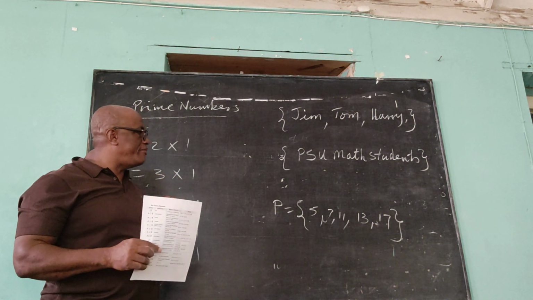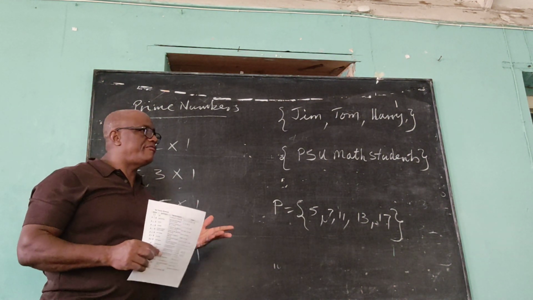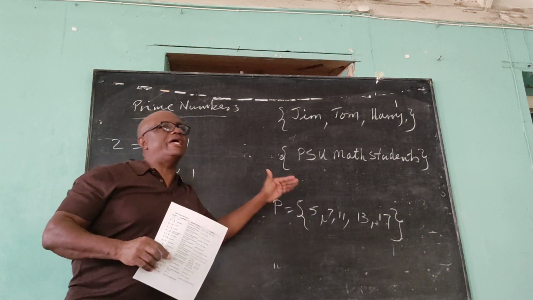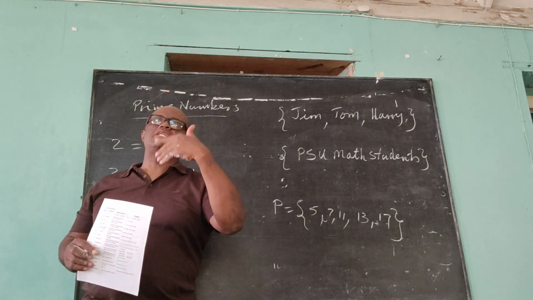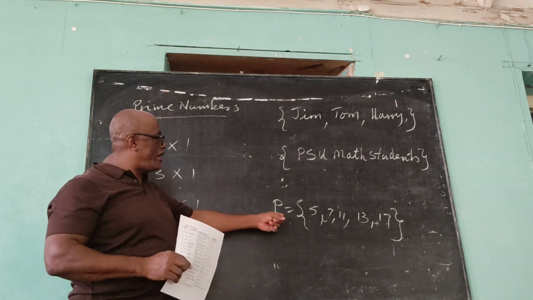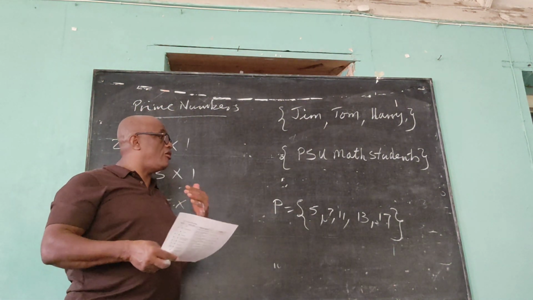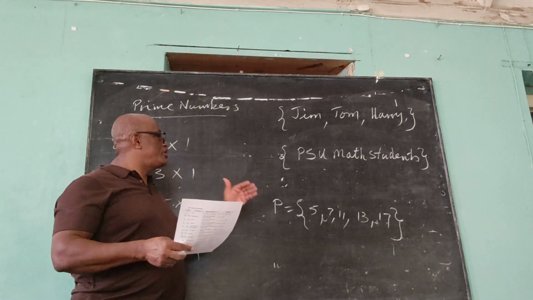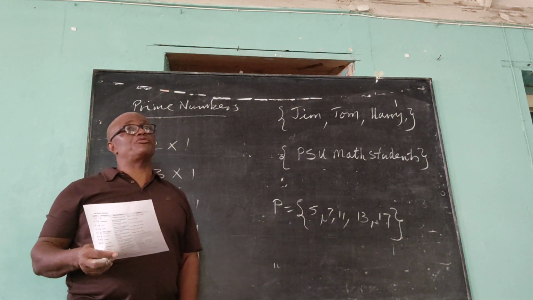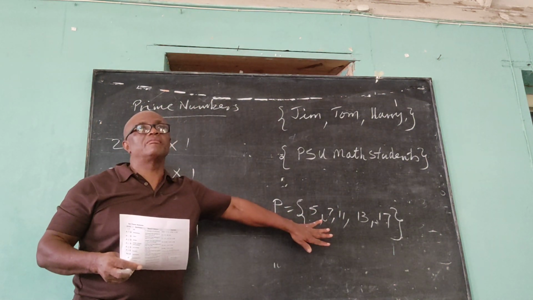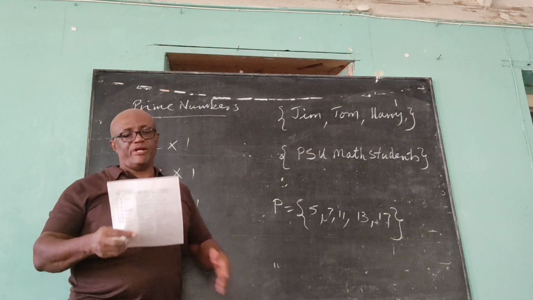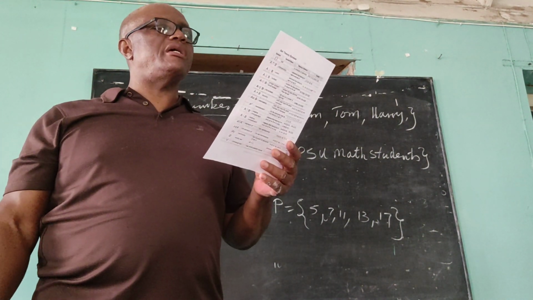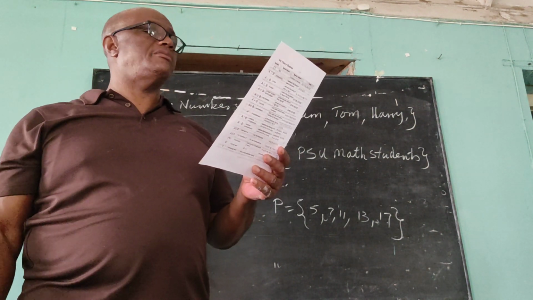How many members in that set? 5. 5 members or 5 elements. So this is a well-defined set. You can list them or you can describe them. To describe these numbers, it has been given on the paper: the set of prime numbers between 5 and 17. That's a description. That's a listing. Everybody with me? Alright, good. Each item in a set is called a member or an element.